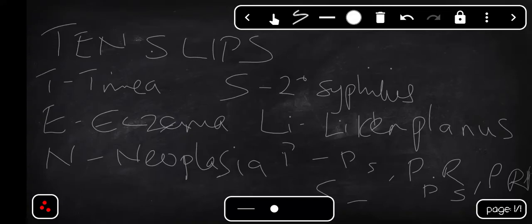Today, let us look at the 10 most common dermatological diseases, and those will help us cover all of the other differentials. For example, there is one mnemonic called the 10 slips. What can we say about these letters?